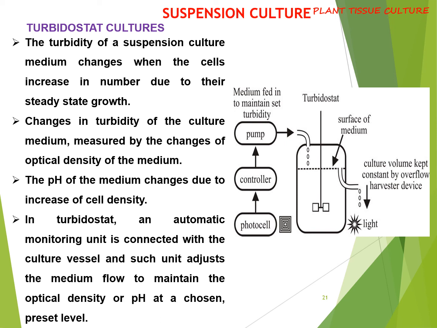Turbidostat cultures. These are continuous suspension cultures where the changes in turbidity of the culture medium are measured by changes of optical density of the medium. Probes are used to check the turbidity of the culture medium. In turbidostat, an automatic monitoring unit is connected with the culture vessel and such a unit adjusts the medium flow to maintain the optical density and pH at the preset value.